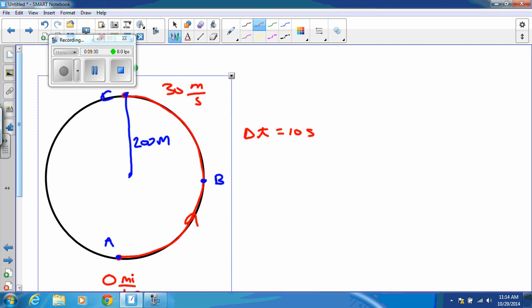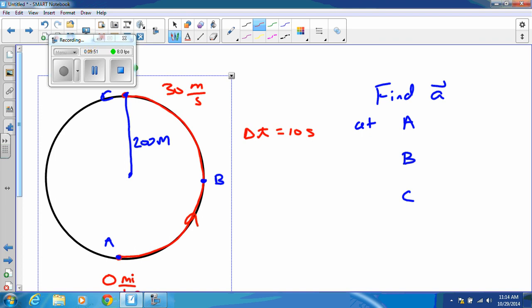So here's our setup. We have the car going around the circular track. It goes from 0 to 30 meters per second in 10 seconds. And we want the total acceleration at point A, point B, and point C.